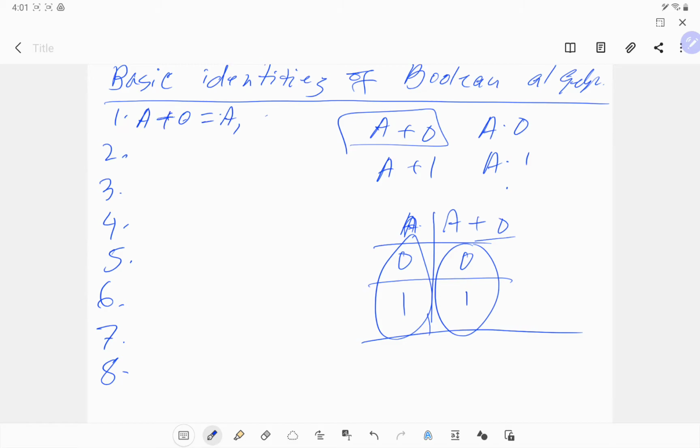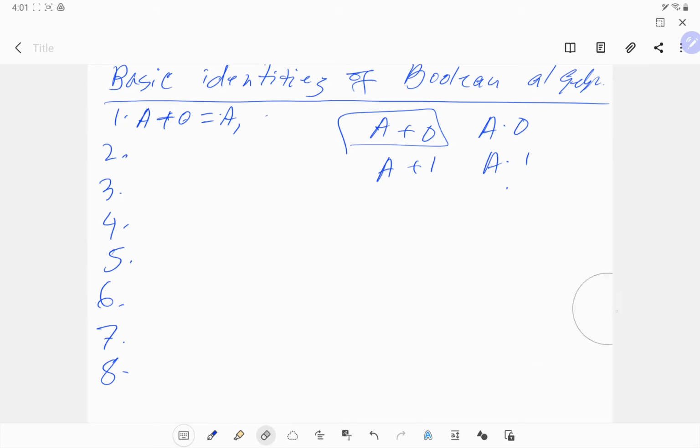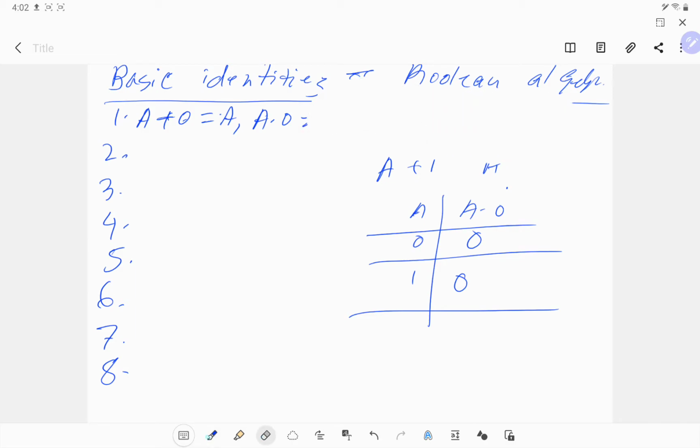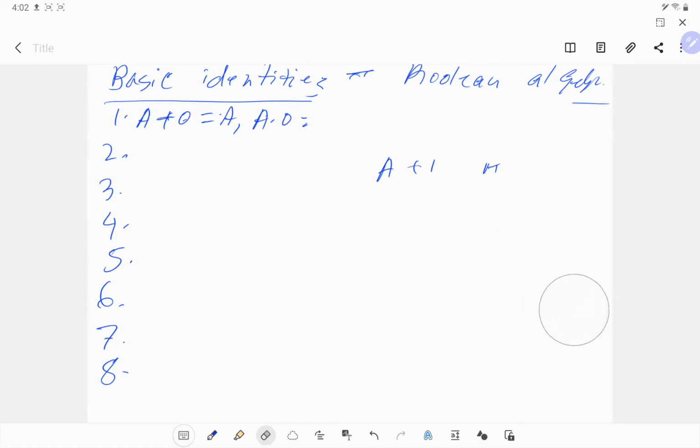Similarly, if we want to find it for A times 0, then what do we get? We have A times 0. A can be 0 or 1. So now 0 times 0 is 0, and 1 times 0 is also 0. So whatever the value of A, 0 or 1, A times 0 always gives us 0.